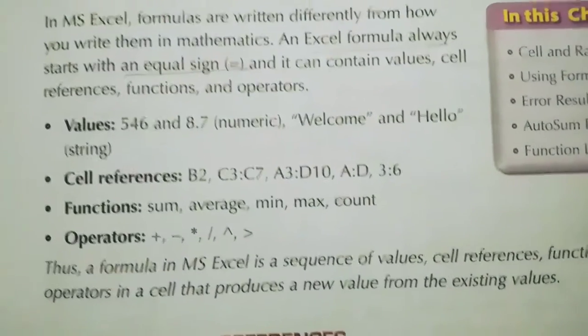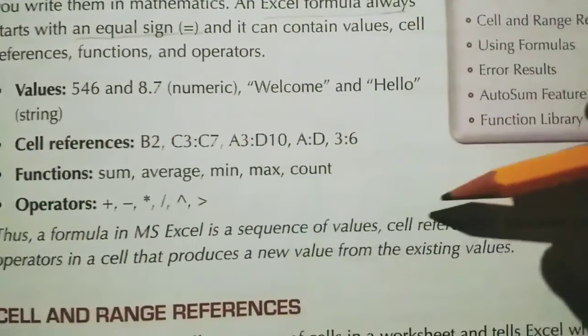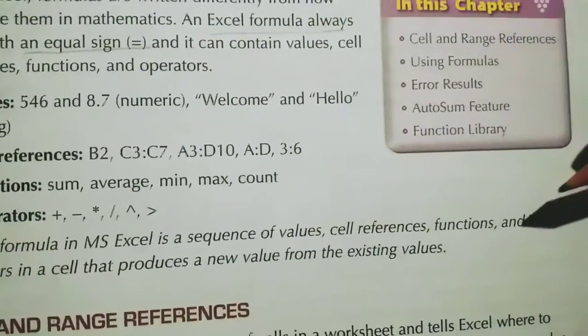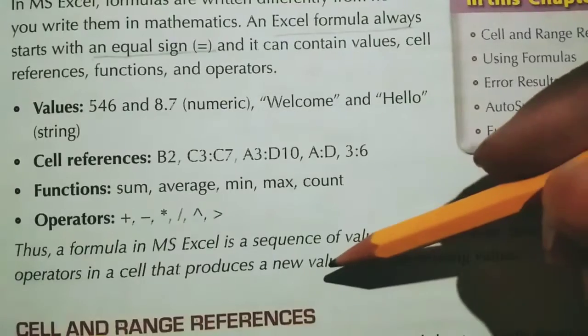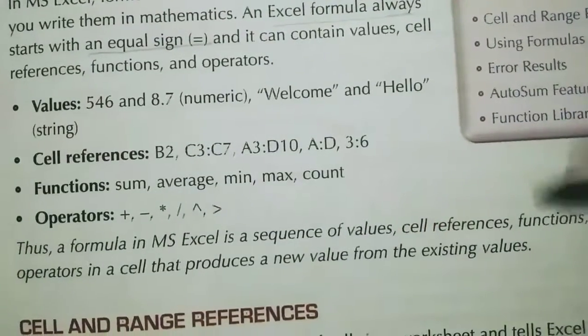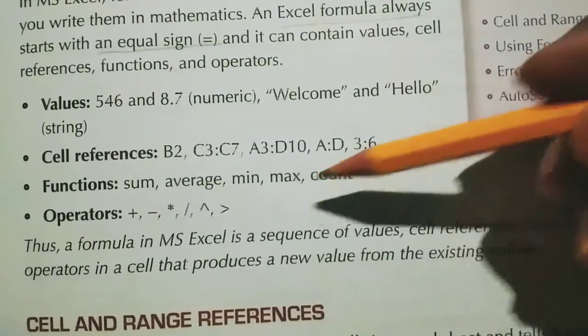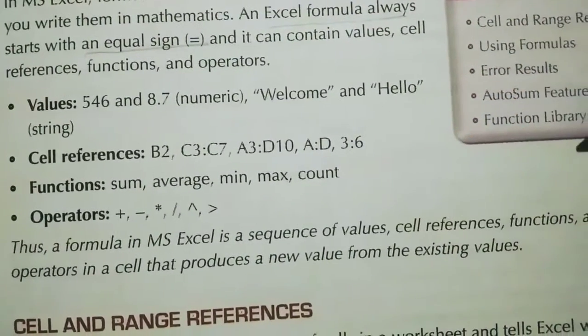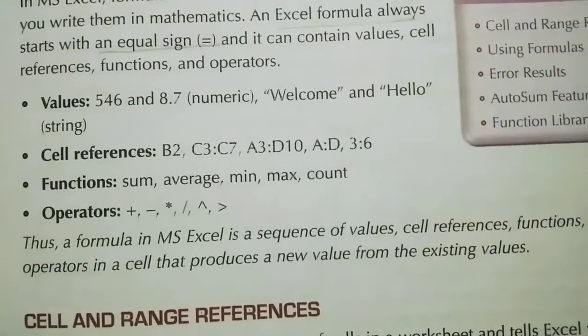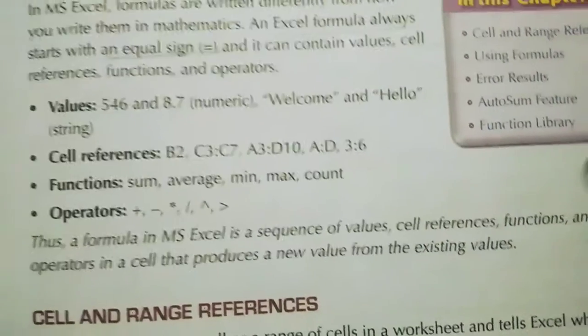Okay. Thus, a formula in MS Excel is a sequence of values, cell references, functions and operators in a cell that produces a new value from the existing value. So this is the definition of a formula in Excel. So a formula in Excel contains all these things that will produce a new value. Okay. I think you have understood.